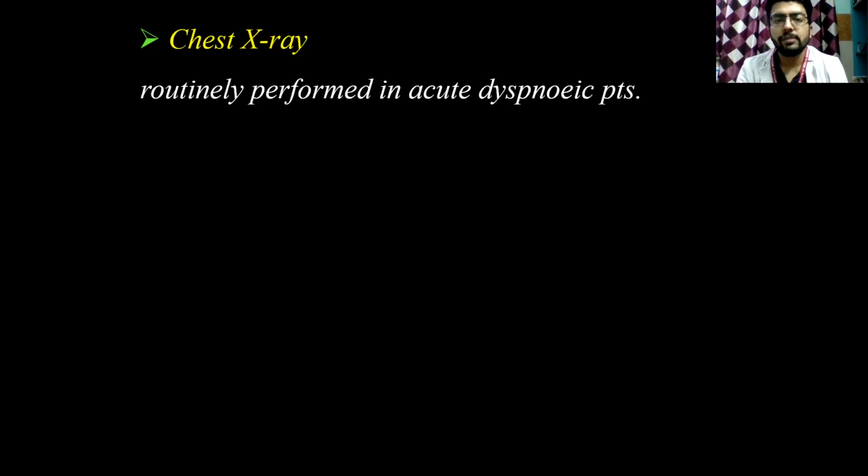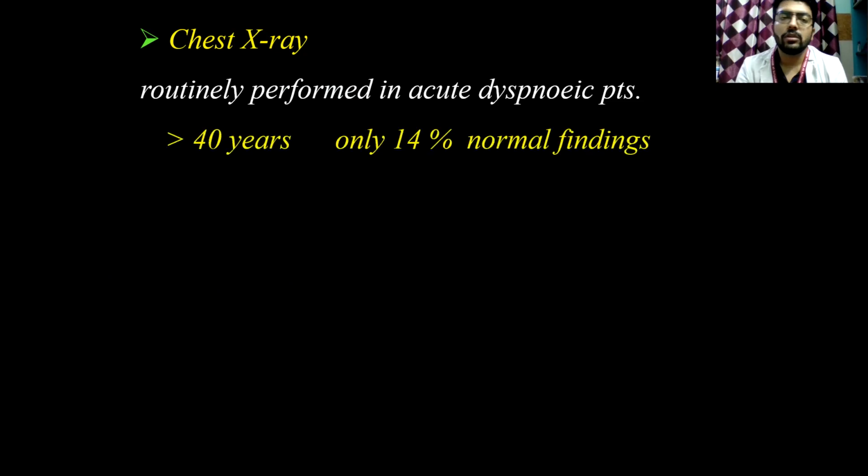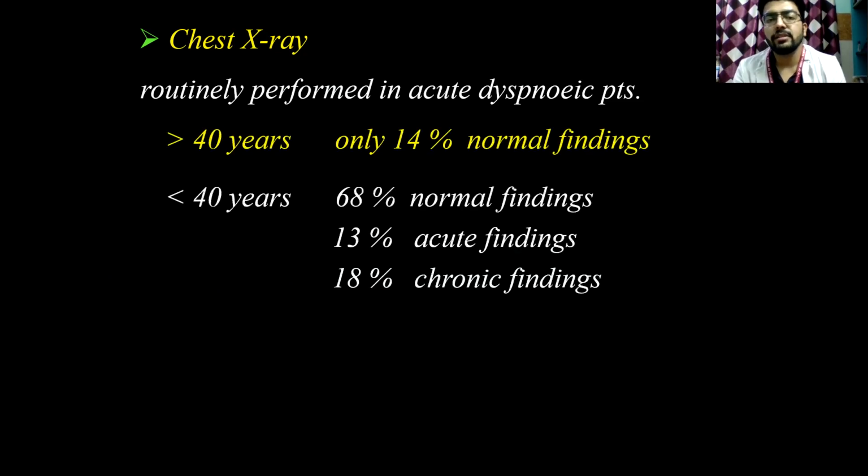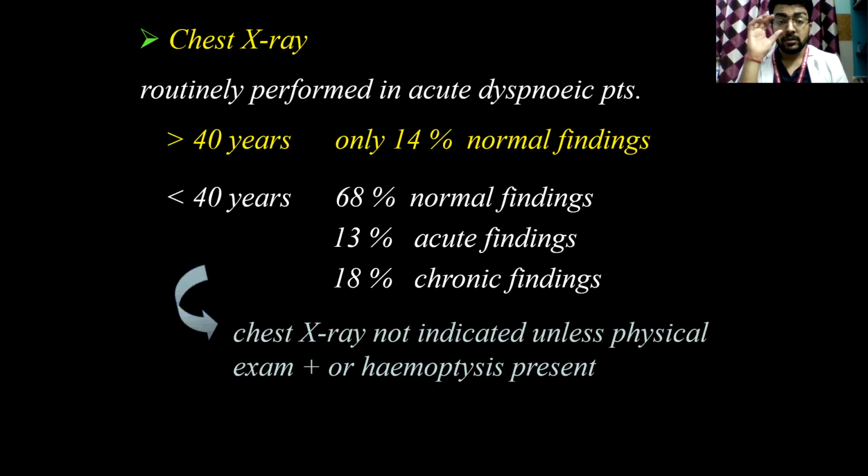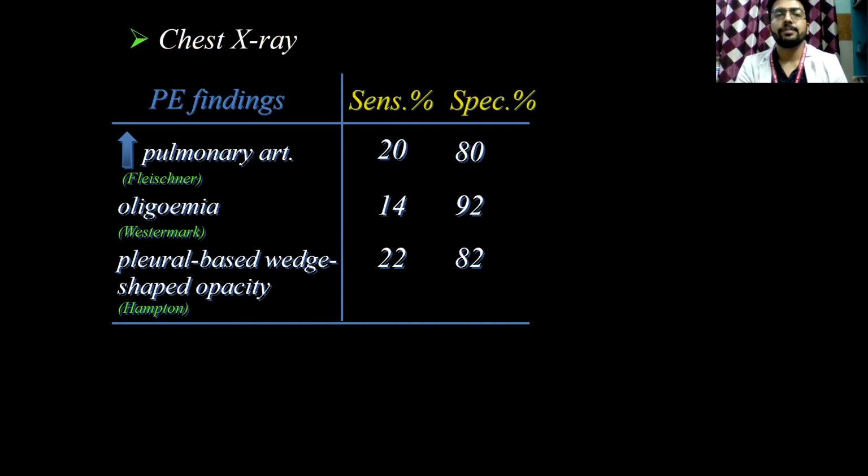Chest X-ray is routinely performed in acute dyspneic patients. In patients more than 40 years, only 14% have normal findings, but in those less than 40 years, 68% normal findings will be seen. Only 13% acute findings and 18% chronic findings will be seen. So chest X-ray is not indicated unless physical exam findings or hemoptysis are present.